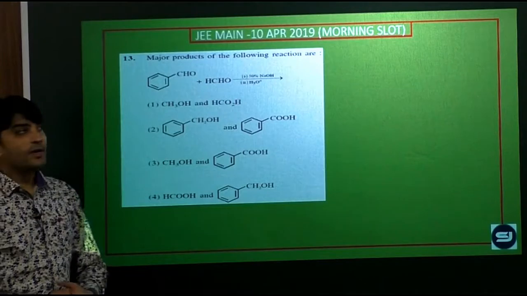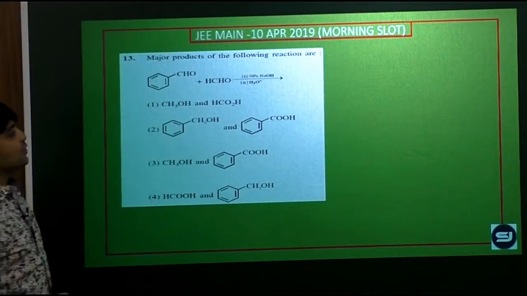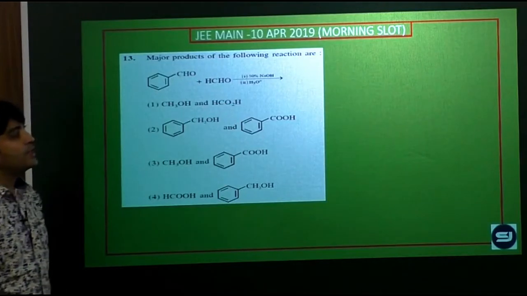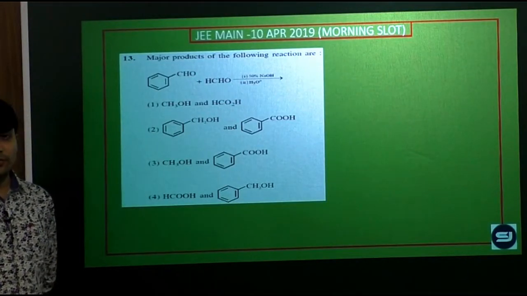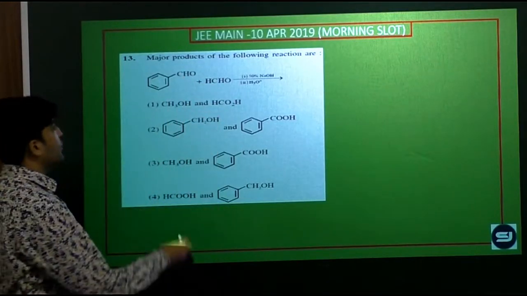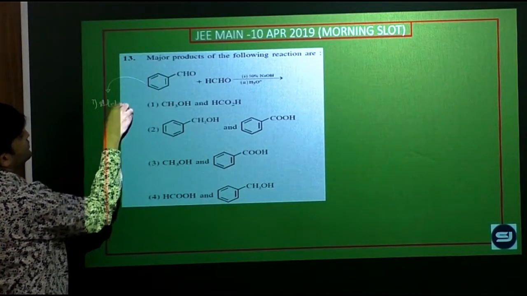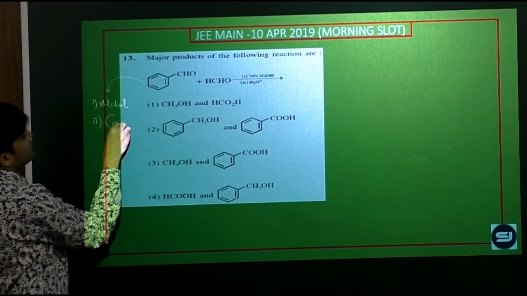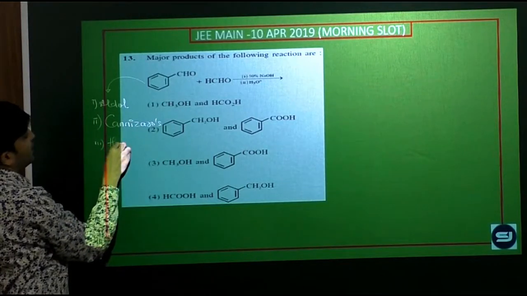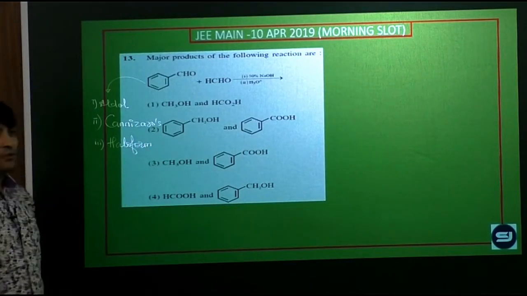Next is a question from organic chemistry. It states: major products of the following reaction are. You have a reaction between benzaldehyde and formaldehyde in presence of 50% NaOH, followed by hydrolysis. Now firstly, whenever a carbonyl compound is treated with a base, the base catalyzed reactions for aldehydes and ketones are aldol condensation, second Cannizzaro reaction, and third is haloform reaction. Meaning whenever you see an aldehyde and a base combination, think about these three reactions.